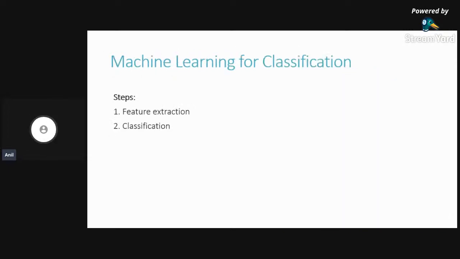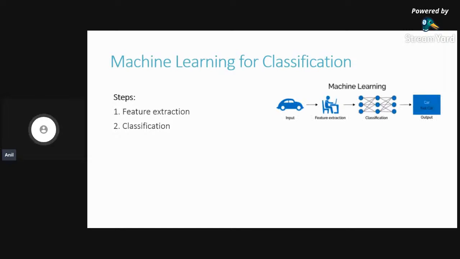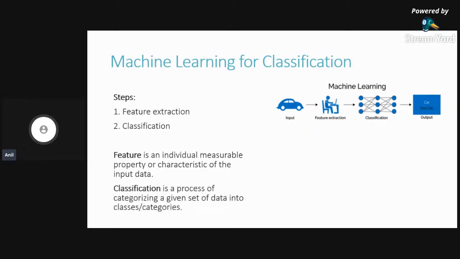Okay, so as I have also talked earlier, a machine learning system is basically carried out in two steps. One is feature extraction and another is classification. And this is the kind of system we have discussed. The features are an individual measurable property or characteristic of the input data. Classification is the process of categorizing that set of input data into classes or categories.